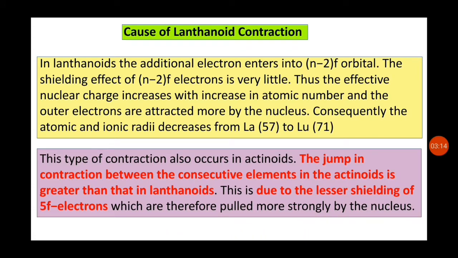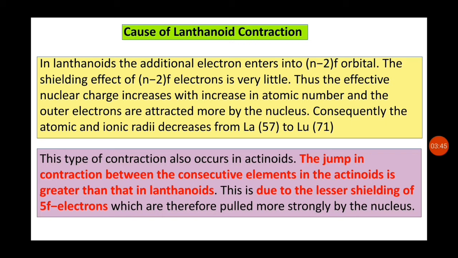Then cause of lanthanoid contraction, as told, the additional electron enters into (n-2) f orbital, and this f orbital has a poor shielding effect due to its diffused shape, and because of this the effective nuclear charge increases with increase in atomic number, and outer electrons are attracted more by the nucleus. So radii decreases from lanthanum to lutetium.